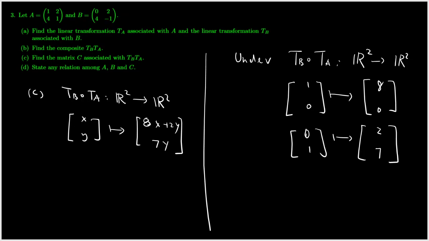Now for question C, the matrix associated with the composite of two linear maps is the matrix formed by the outputs for 1, 0 and 0, 1. You have 8, 0 in the first column, and the second column 2, 7. So that's C. Okay.